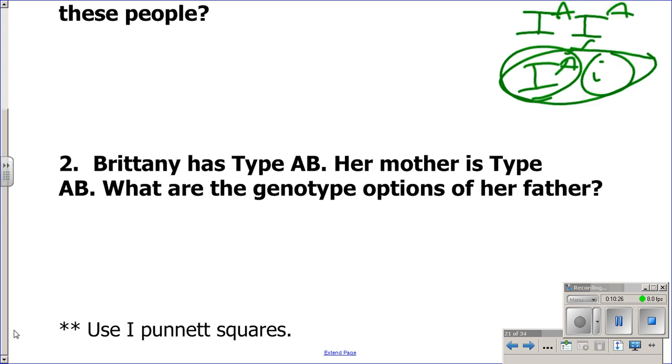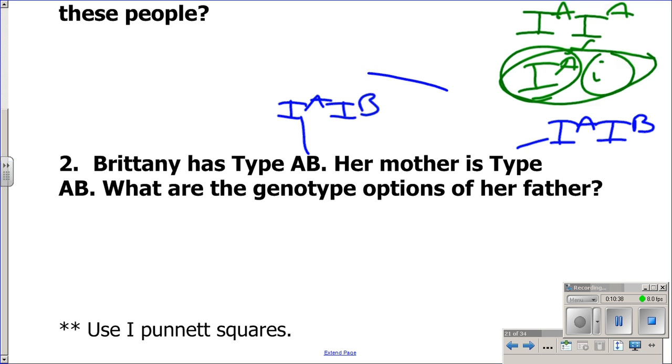So let's write down what the mom and the daughter have first. Type AB: capital I^A, capital I^B. So Brittany gets this from Mom and Dad. Mom can give A or B. What are the genotype options of the father?